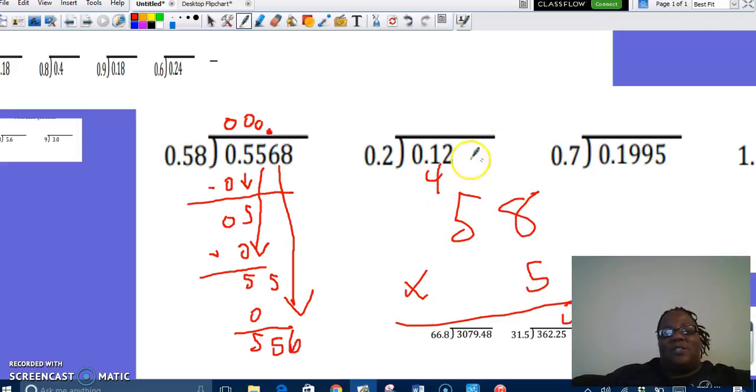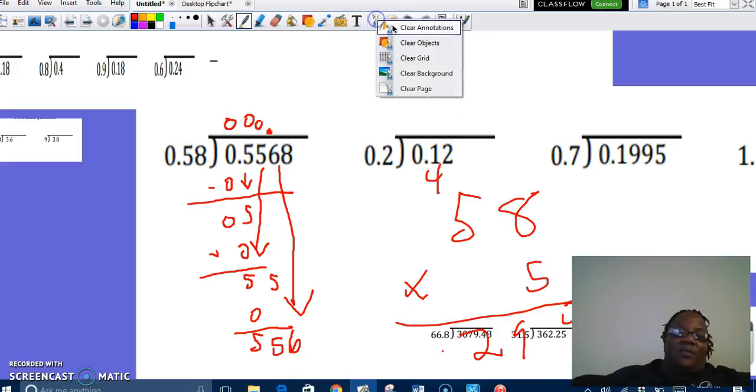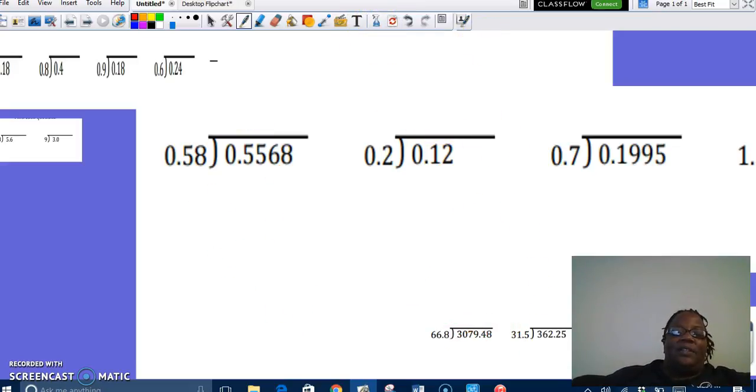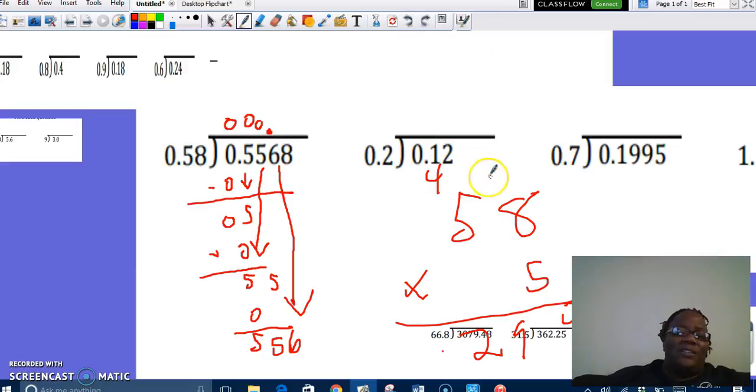5 times 58 is 290. Well, that only gave me 290, and that guesstimation was at 5. So what do you think you're going to do now? Go up or down? Obviously go up because you're trying to reach the 556, right? So go ahead with another number and guess. You want to guess 9? Sure. Why not? Let's try that.